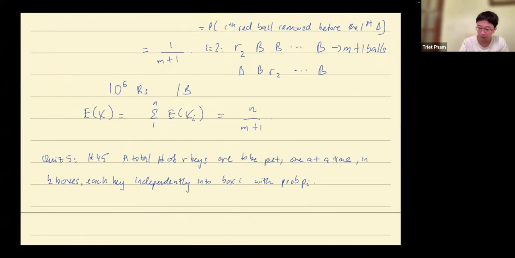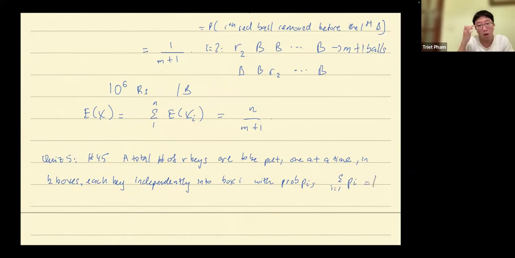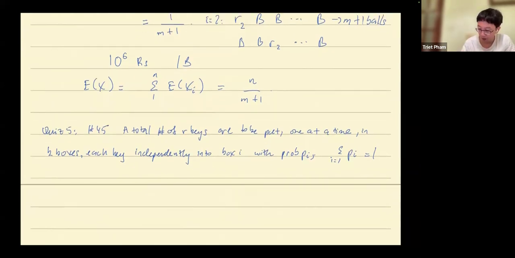So do we understand? Let's say you have 3 boxes, and you drop a key into each box with some probability. They don't have to be equally likely, that's the whole point. But of course, here there are k boxes, so it goes without saying that the sum of pi, where i runs from 1 to k, is equal to 1. Is it r or k here? K, right?